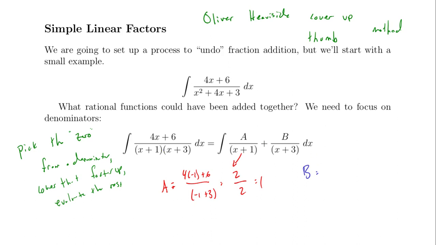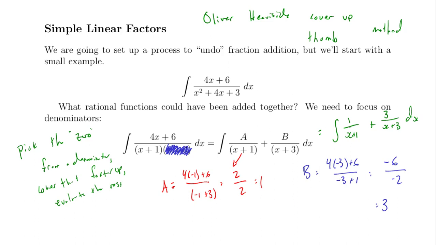For b, we're going to cover up this factor, and we're going to evaluate the rest at -3. This is -12 plus 6, which is -6, and -3 plus 1 is -2, and there we go. B is 3. So this is a pretty quick way of getting these coefficients for these simple linear factors. Oops, I was going to write a b here, but b is 3. There we go.